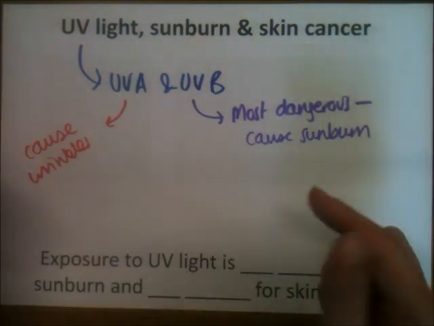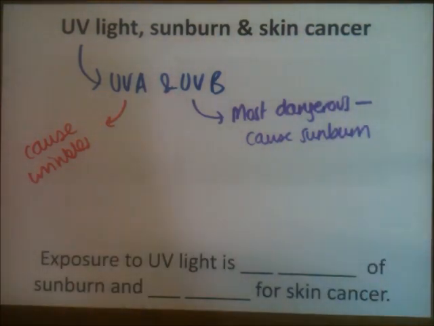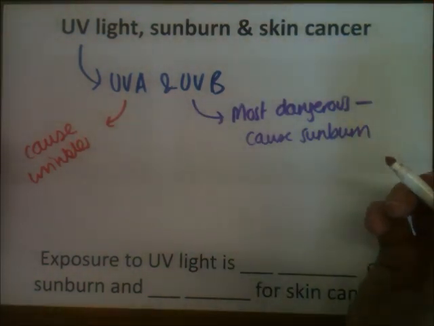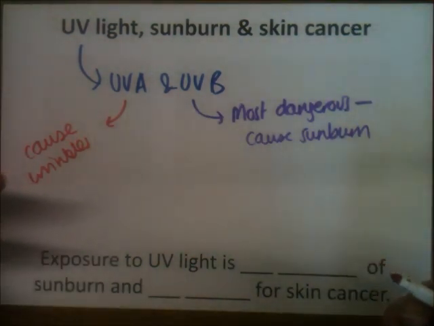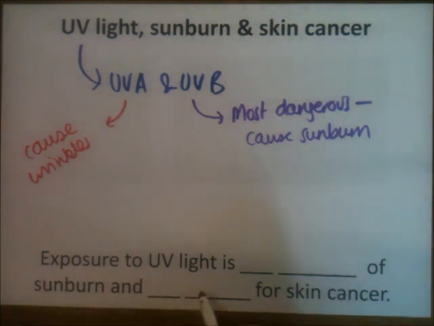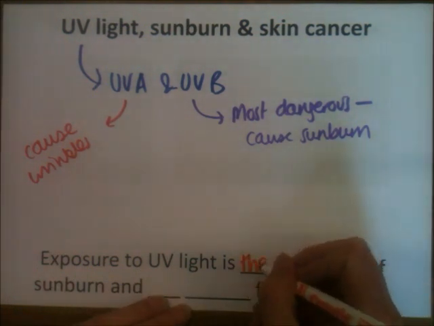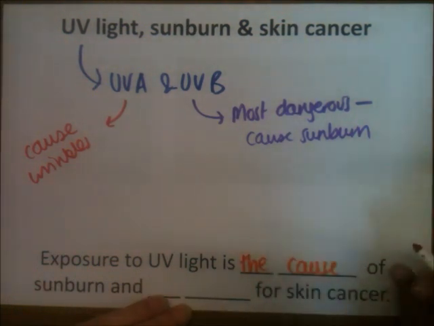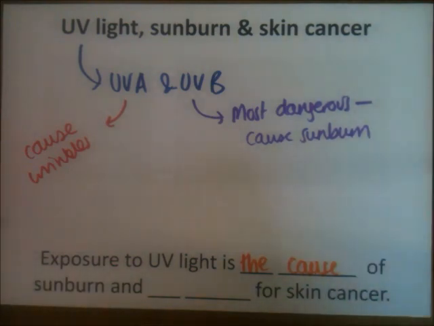Now, we've said there that UVB causes sunburn. If I wasn't exposed to UV light, I would not get sunburn. So here, exposure to UV light is the cause of sunburn. Okay, it's the cause of sunburn.